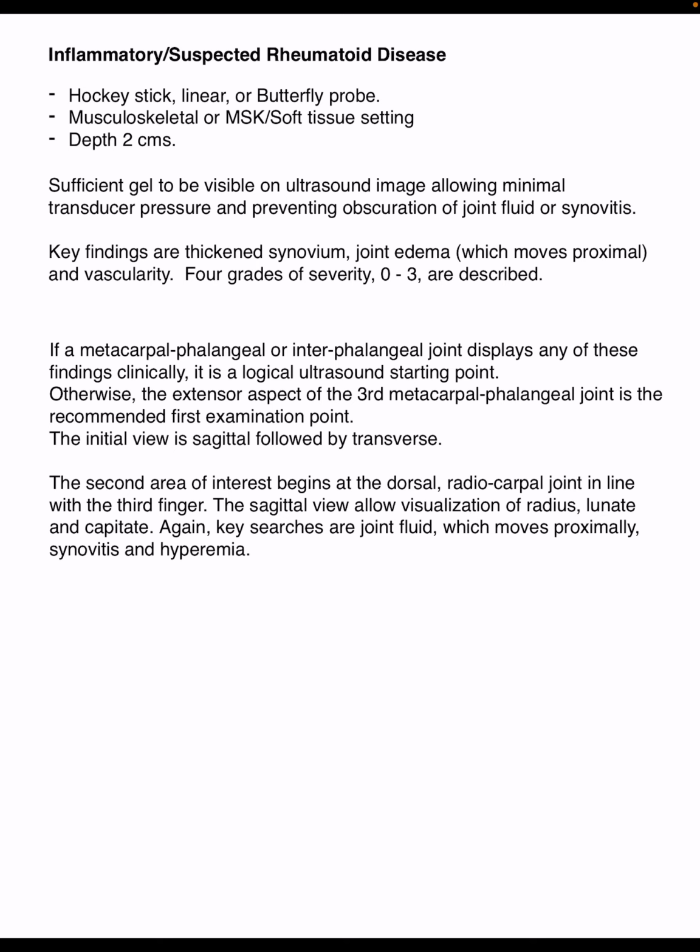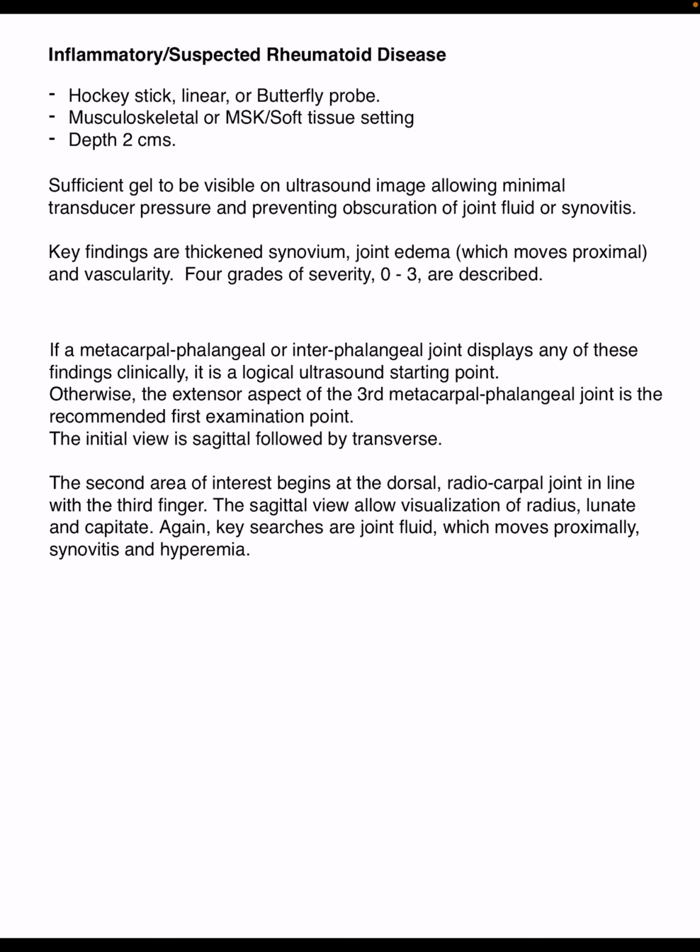of 2 centimeters. Sufficient gel should be used to allow minimal transducer pressure and therefore prevent the obscuration of joint fluid or synovitis. Key findings are thickened synovium and joint edema. If a metacarpal phalangeal or an interphalangeal joint displays any of these findings clinically, it's a logical ultrasound starting point. Otherwise, the extensor aspect of the third metacarpal phalangeal joint is the recommended first examination point.